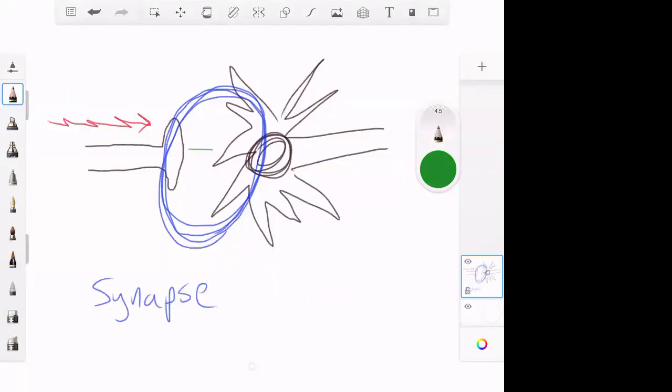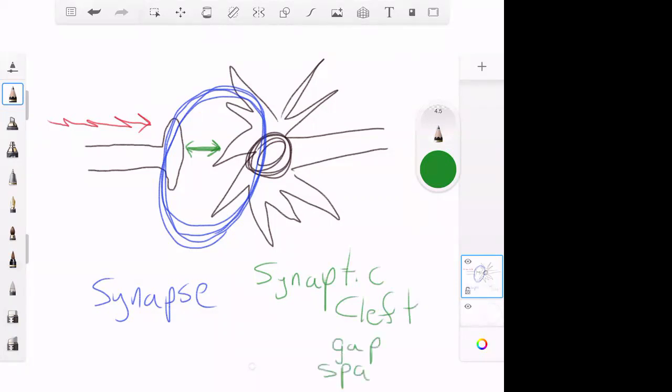Just the space, just this area we call the synaptic cleft, or sometimes the synaptic gap, or sometimes the synaptic space, or sometimes the synaptic junction, I guess. That'd be the whole thing. Or sometimes just the synapse. So sometimes people will just call the space alone the synapse, which is fine.